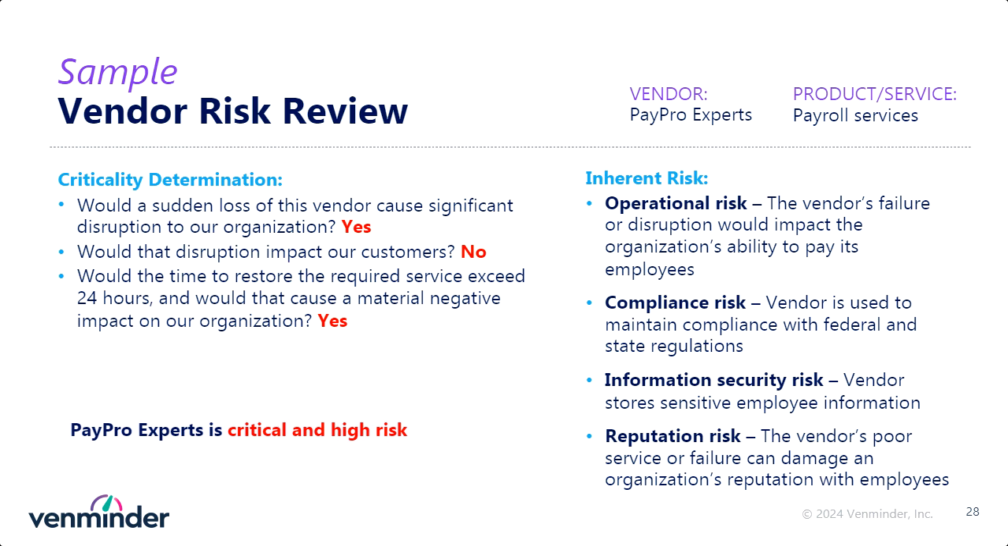Information security risk would be another type because this vendor is storing sensitive employee information, like their social security numbers, addresses, and maybe bank information if employees have direct deposit set up. And you would even need to think of reputation risk because this vendor is interacting with your employees, and poor service or a failure can damage your reputation. In some cases, that could impact your ability to find or retain talent if you have this reputation of not being able to pay your employees consistently.